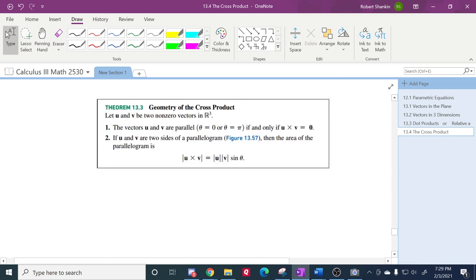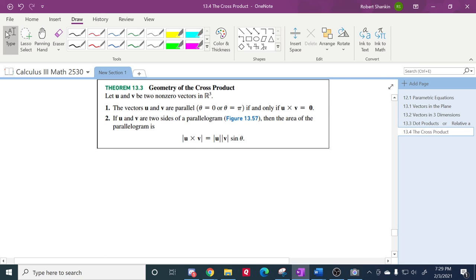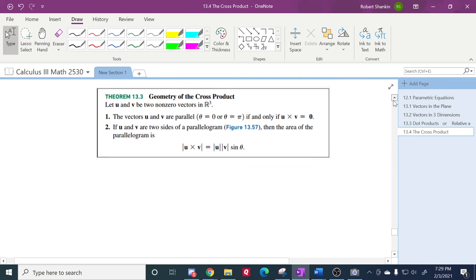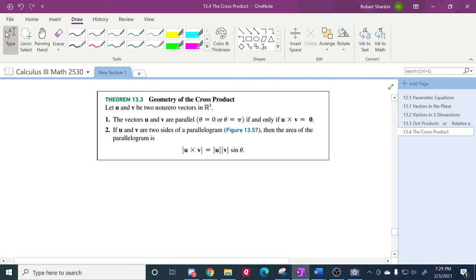And let's go down to the geometry of the cross product. So let U and V be 2 non-zero vectors in 3 space. And we already had this before for part 1. The vectors U and V are parallel if and only if their cross product is 0. So it's kind of like the torque. What amount of torque would you exert on V if they're parallel? None at all. So you get 0.